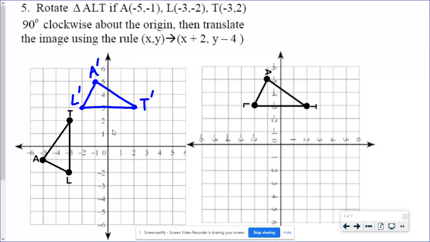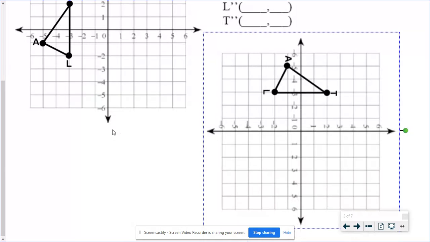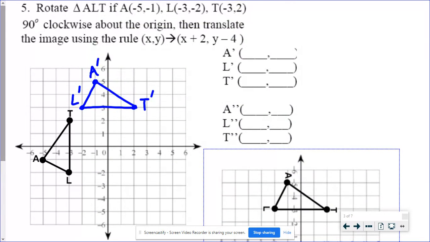Congruent to my first shape. I'm going to move this so it's out of the way. It's probably going to move my slide a little bit, but that's okay. There we go. Okay, so I have to write down those ordered pairs. Again, the rule is change this sign and then change the order. So A is going to be at negative 1, positive 5.